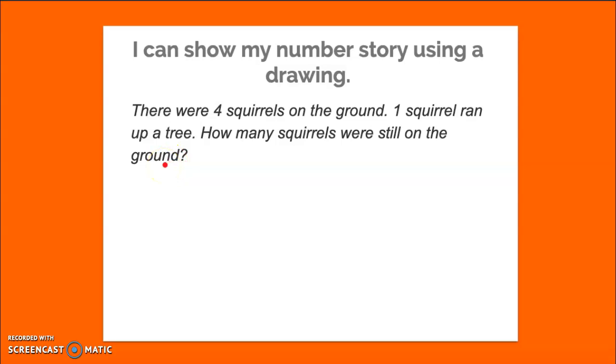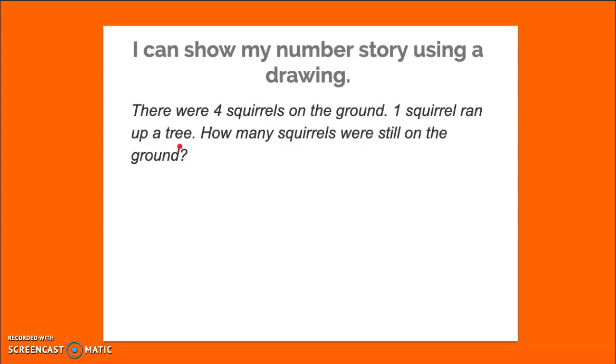The next step is the numbers. What numbers? When I'm drawing, what do I need to draw? It says 4 squirrels. Okay, 4 squirrels on the ground, 1 squirrel up the tree. One quick trick to figure out what you need to draw is to look for numbers. 4 squirrels, 1 squirrel up the tree.